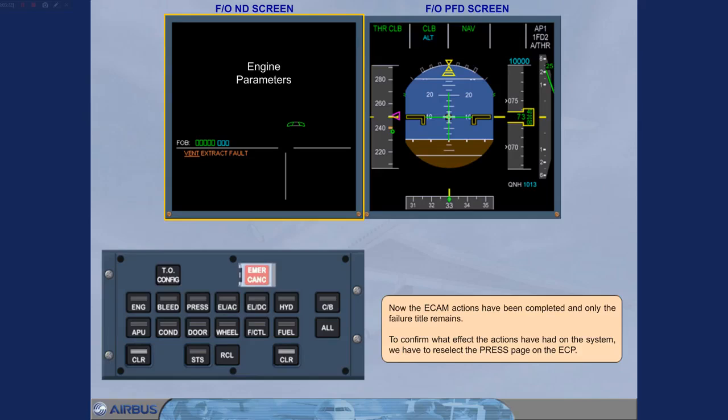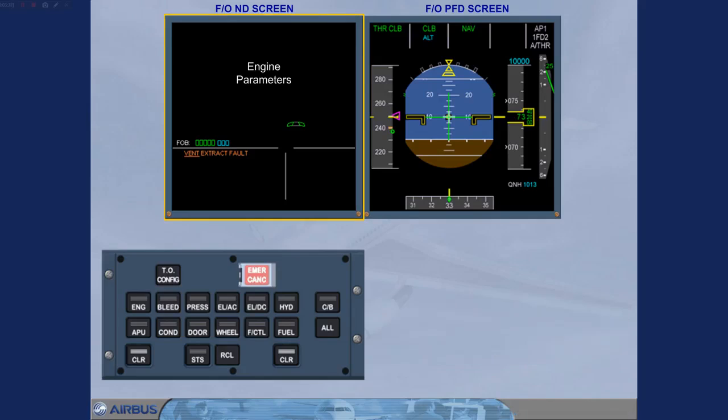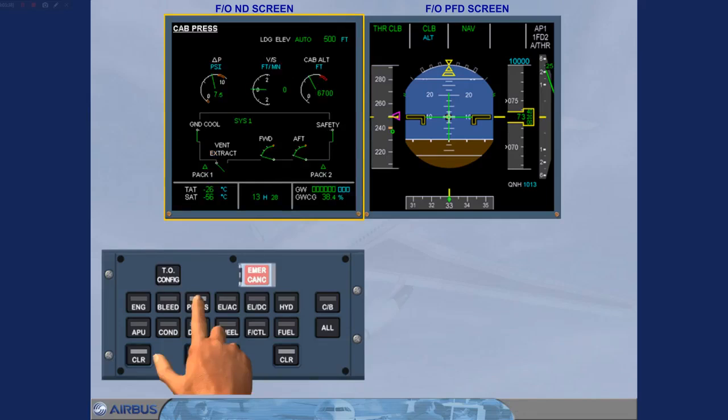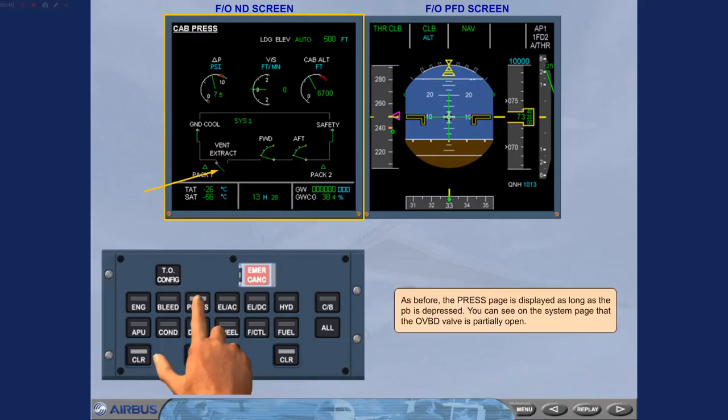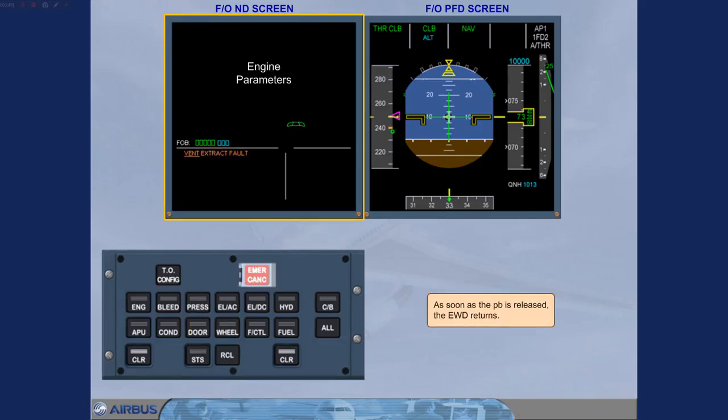To confirm what effect the actions have had on the system, we have to reselect the press page on the Ecam control panel. As before, the press page is displayed as long as the push button is depressed. You can see on the system page that the overboard valve is partially open. As soon as the push button is released, the engine warning display returns.